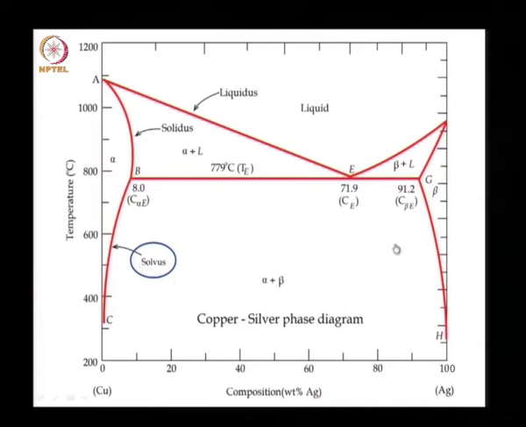Here we have a two phase solid region, that is we have the alpha phase and the beta phase coexisting over this region. So, this means that copper and silver are not completely soluble in the solid phase. Between these different regions we have the alpha plus L region, that means we have a solid alpha phase coexisting with the liquid phase in this region, and then we have the beta solid phase coexisting here in the liquid region.